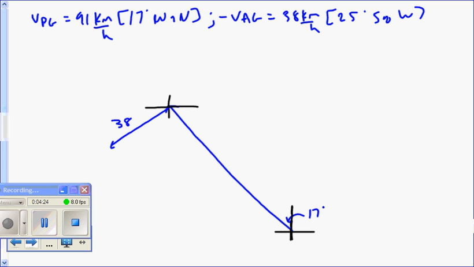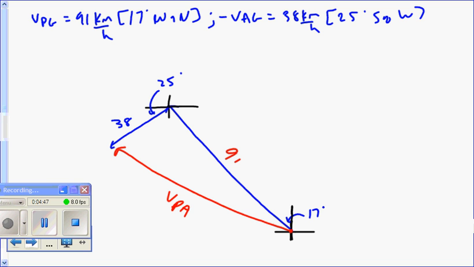So that's going to be 38. This angle right here will be 25 degrees. And my vector sum, which ends up being PA, what I'm looking for is from where I started drawing to where I finished drawing. And this is what I'm looking for. Okay, so all I have to do is solve this triangle.